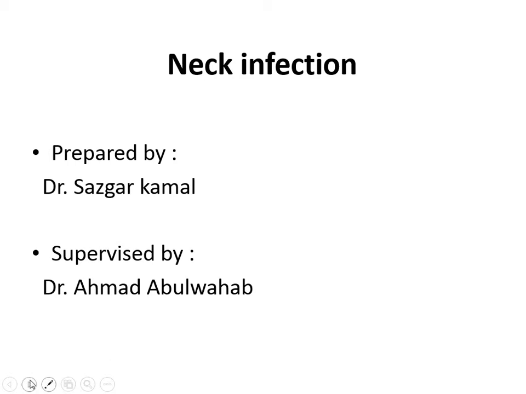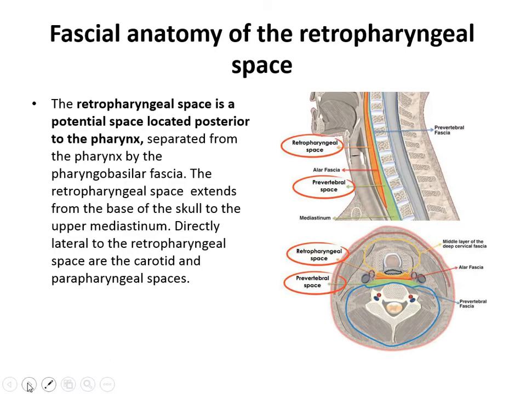Good morning everyone. Today I will talk about neck infection. Start with the fascial anatomy of the retropharyngeal space. The retropharyngeal space is the potential space located posterior to the pharynx, separated from the pharynx by the pharyngobasilar fascia. It extends from the base of the skull to the upper mediastinum. Directly lateral to the retropharyngeal space are the carotid and parapharyngeal spaces.